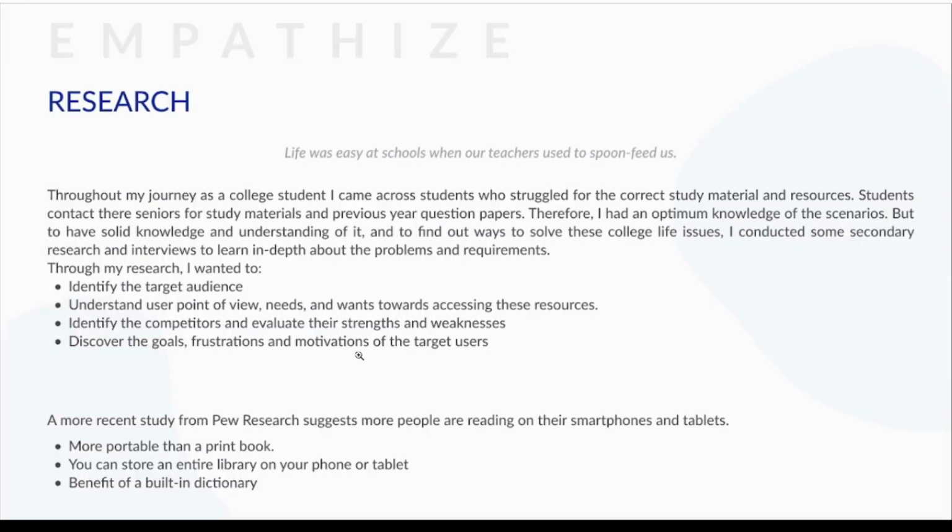So when you start a project, you first have to understand the problem statement, and you have to empathize with your user group, your target user group, who would be using your product that you are designing. Either it's a website or application, doesn't matter. You have to empathize with your users, you have to understand the user group who will be using it. So you have to research for that, right?